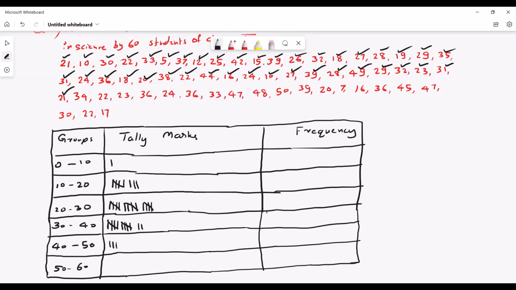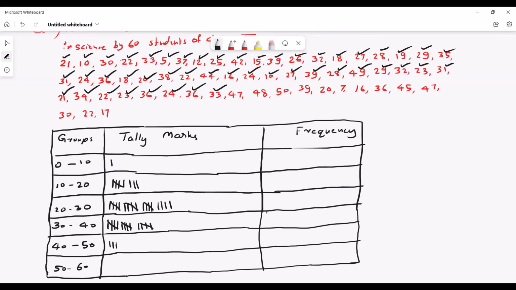Next is 21. 21 will come over here. Next is 34. That will come over here. Next is 22. That will be coming here. Next one is 23. That also will come over here. Next is 36. That will be coming here. Next is 24. That will be coming over here. Next is 36. Then 30 to 40. That 4 is already there, then it will be coming as a cross.